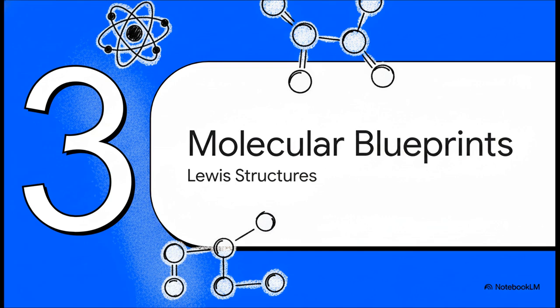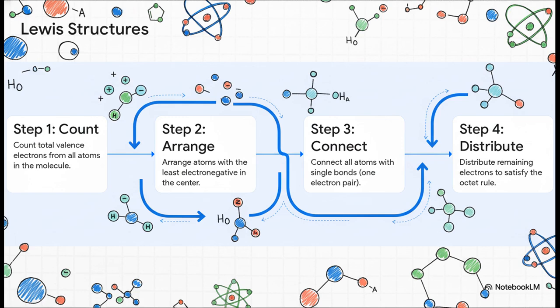So we've got the rules and the strategies atoms use, but how do we actually visualize any of this? Well, chemists came up with this really elegant and simple tool called a Lewis structure. It's basically a 2D blueprint that shows us how all the atoms and their outer electrons are laid out in a molecule. And here's the basic recipe for drawing one.